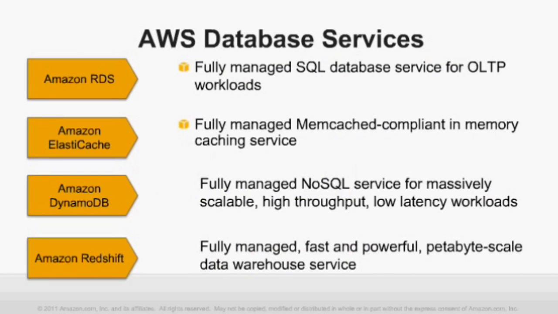ElastiCache is a fully managed Memcached-compliant in-memory caching service that allows you to offload read queries for in-memory clustered with EC2 instances. And then we have DynamoDB, which is a fully managed NoSQL service running on solid-state hard drives for massively scalable, high-throughput, low-latency workloads. And then we'll talk about Redshift, which is a fully managed, fast and powerful, petabyte-scale data warehouse service, which will be the focus for today's webinar.